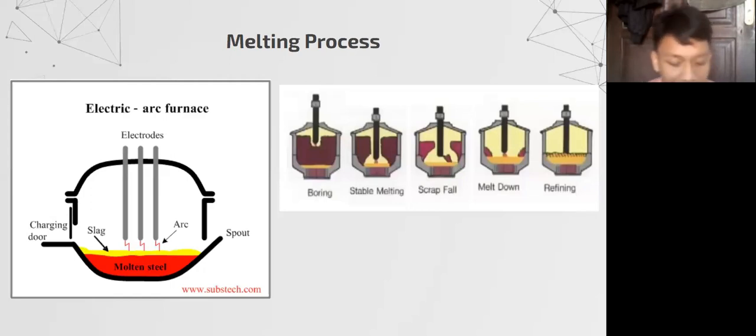So this is the melting process that I mentioned before. First, the electrode will bore into the bottom of the electric arc furnace until there is stable melting, and the scrap will fall into the molten steel and melt down in one charge. It will charge back again two or three times until the desired amount of liquid steel is reached, and then the process will continue to refining.